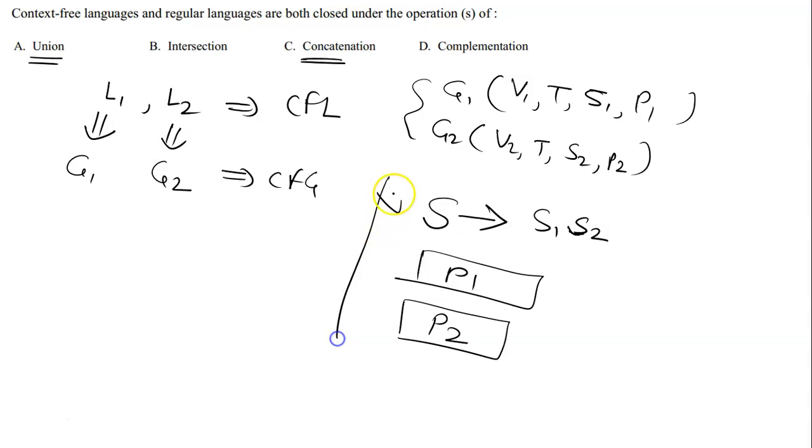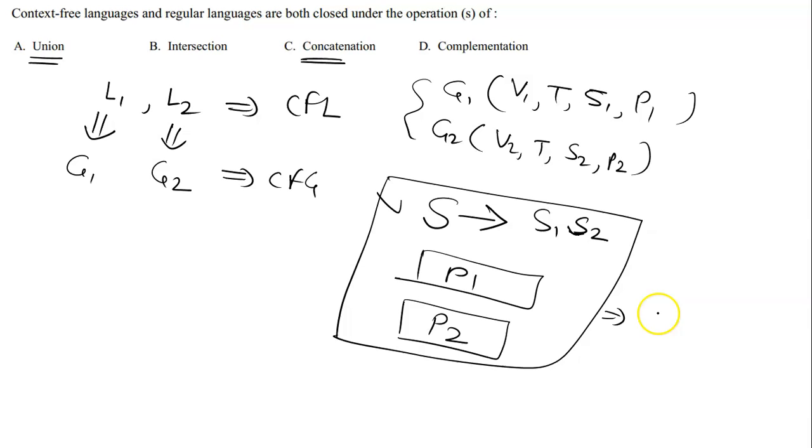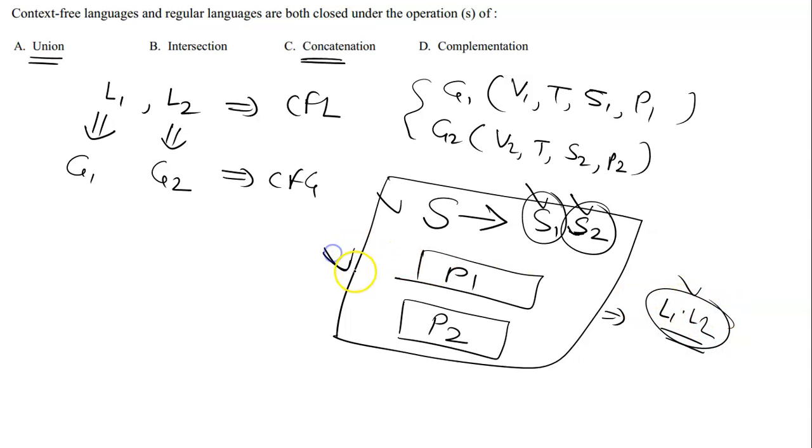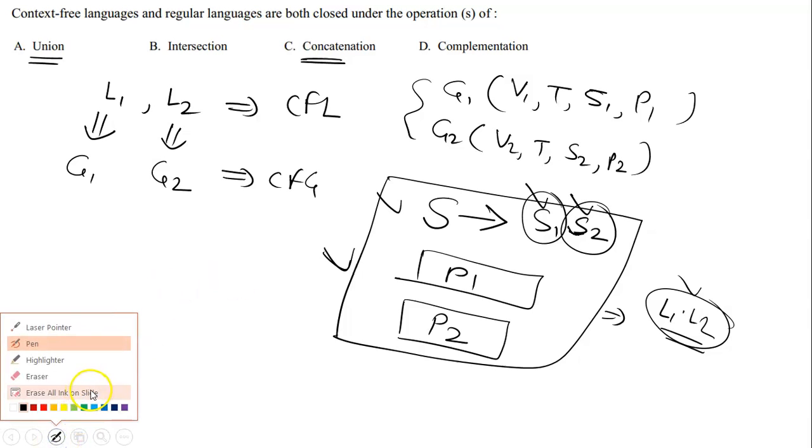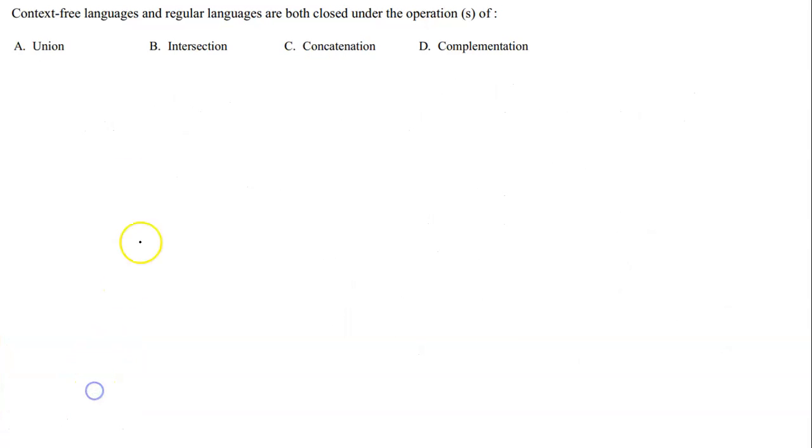So this complete grammar is a context free grammar, and it will generate L1 dot L2, because S can go to S1 dot S2. S1 will generate all the strings of L1 and S2 will generate all the strings of L2. So from this grammar we generate L1 dot L2, and because we have a context free grammar, L1 dot L2 is a context free language. This is the proof that the set of context free languages is closed under the concatenation operation.